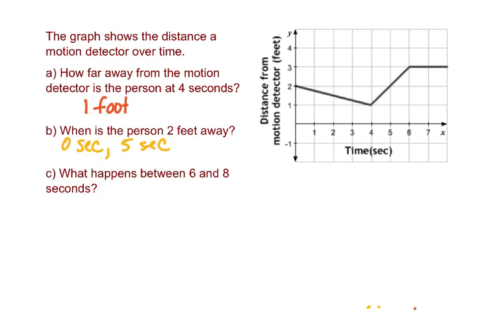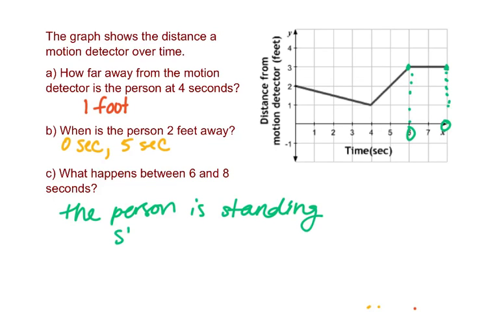Now they want us to say what happens between 6 and 8 seconds. Well, at 6 seconds, which is right here on my x-axis, the person is 3 feet away. At 8 seconds right here, the person is still 3 feet away. So if 2 seconds have passed and I haven't changed distance, that means the person is standing still. Their distance is not changing. So that's just a little glimpse into how we might use or interpret or read graphs, but it is a skill that you'll definitely want to practice before starting Algebra 1.